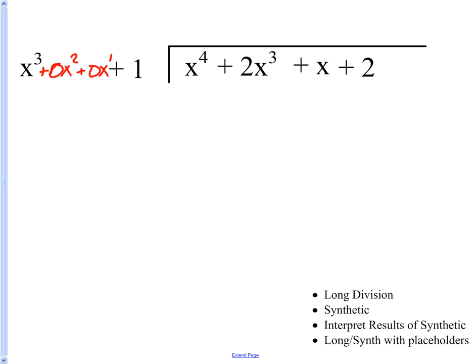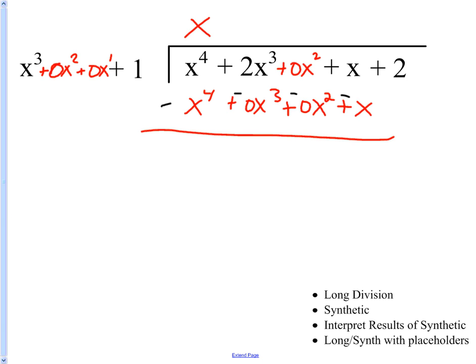And does the other side need any placeholders? Yes, it does. So even though this part right here will cancel, and you could say there's 0x to the fourths left, I don't need a placeholder there. You kind of want that first term to cancel.